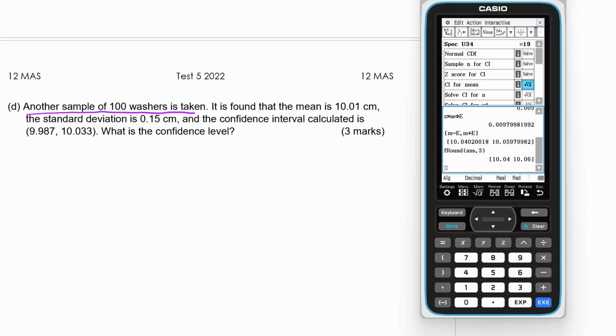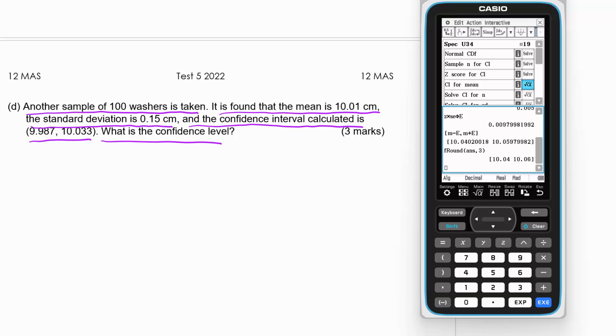Another sample of 100 washers is taken. It is found that the mean is 10.01 centimeters, the standard deviation is 0.15 centimeters, and the confidence interval calculated is this one here. What is the confidence level?